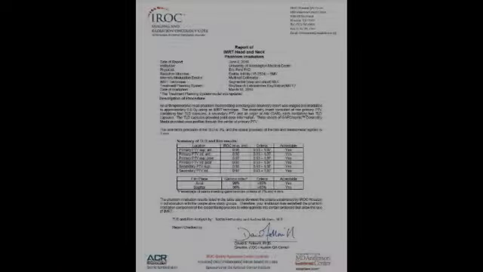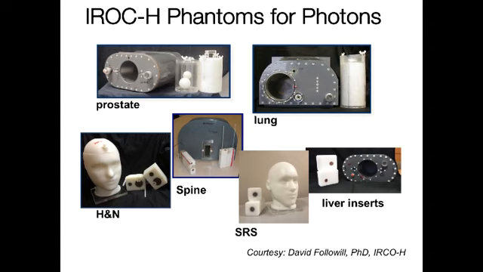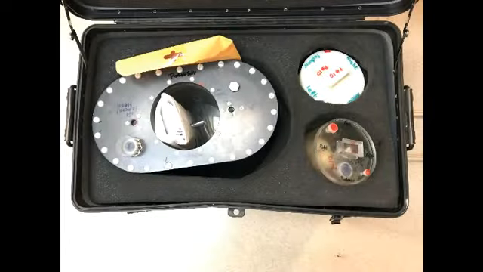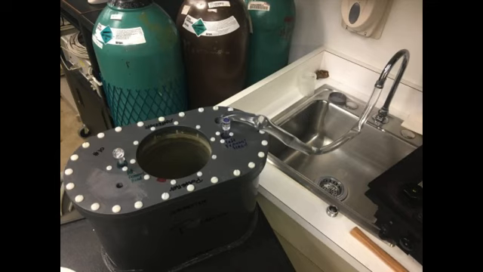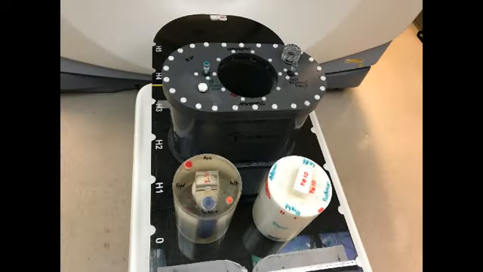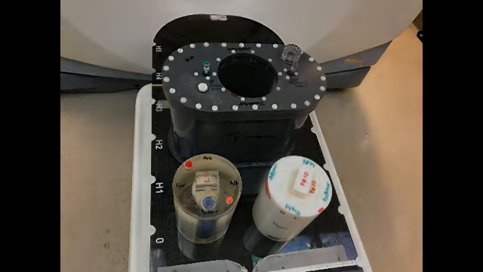So IROC-H has many phantoms, not just the head and neck phantom. This slide is courtesy of Dave Followill. Again, you can see different body sites have different phantoms available. So let me just run through one of those quickly. This is the prostate phantom, similar kind of concept. You fill this one with water actually, which makes it cheaper to ship around, not as heavy. And it comes with 2 of these inserts, one for imaging and one for dosimetry.